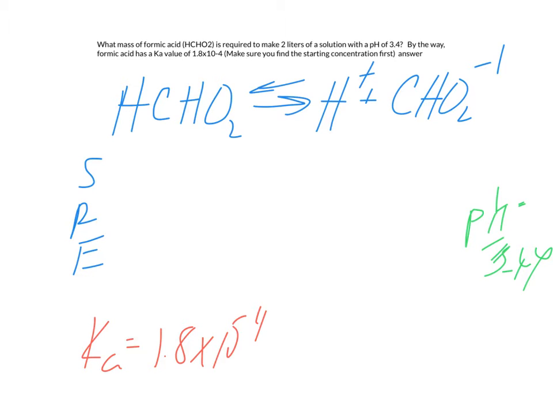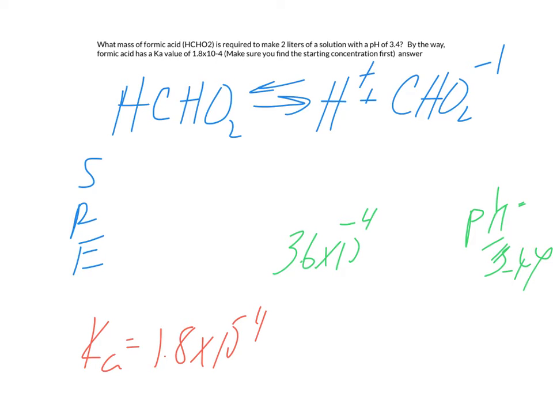The first thing I would do is write out a reaction that shows how formic acid is going to react in water. And it's an acid, so it should make H+ and CHO2−. Then, given the pH is 3.44, you can raise 10 to the minus 3.44 power to find out the concentration of H. So the concentration of hydronium comes out to be 3.6 times 10 to the minus 4.